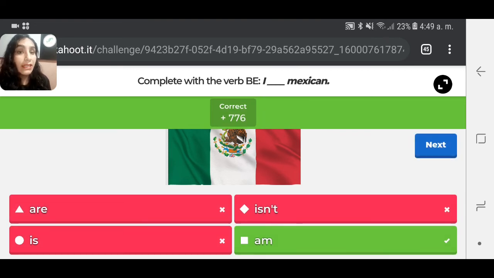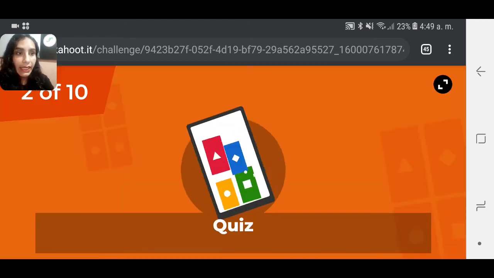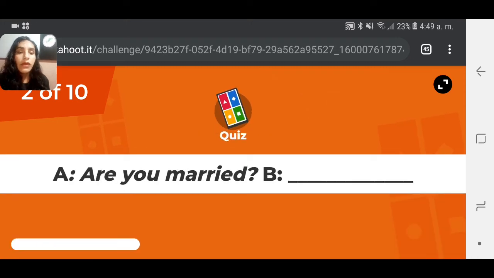Okay, and it says that it's correct. You gotta click on next. It will show you your score. Les enseña su puntaje. You gotta click again in next. And you're going to the second.